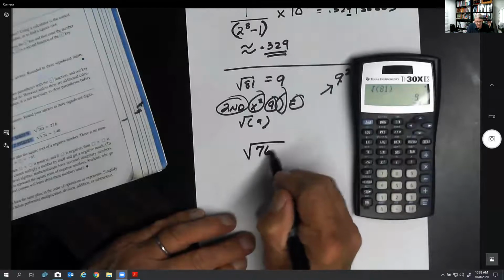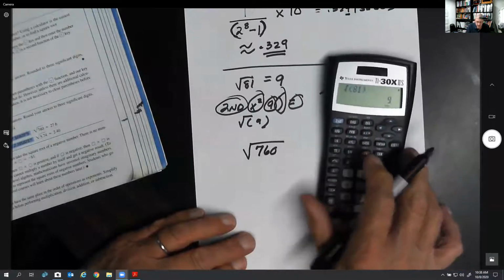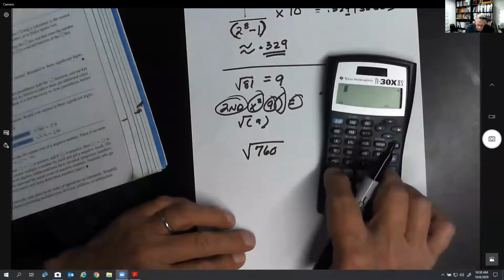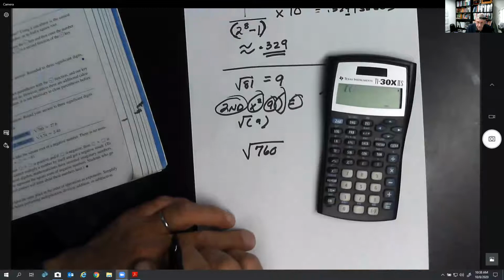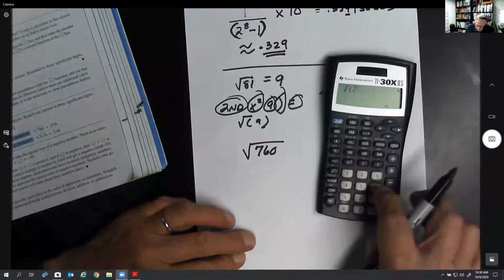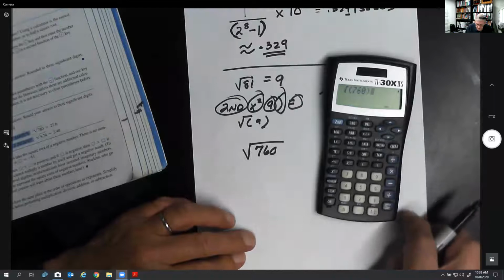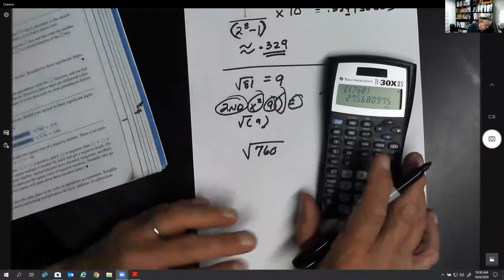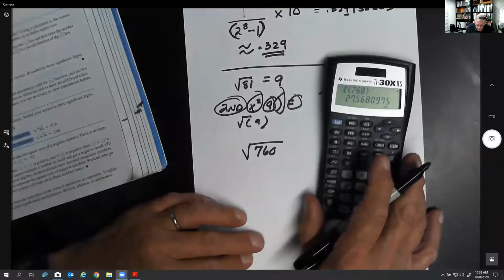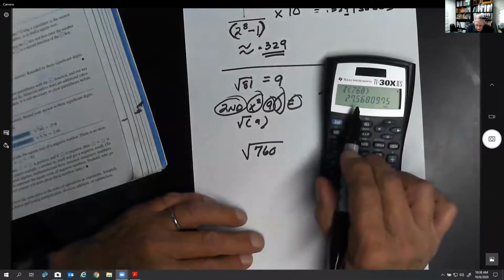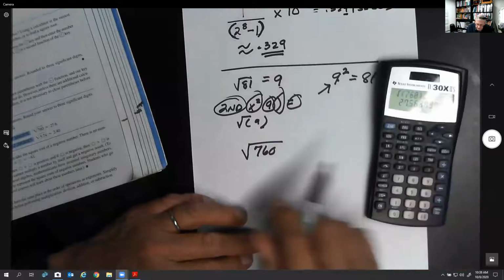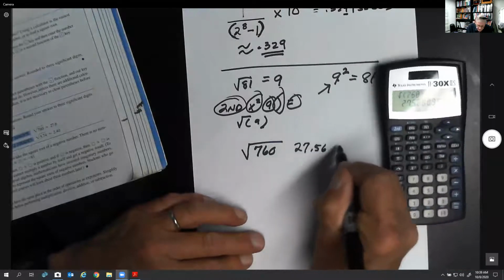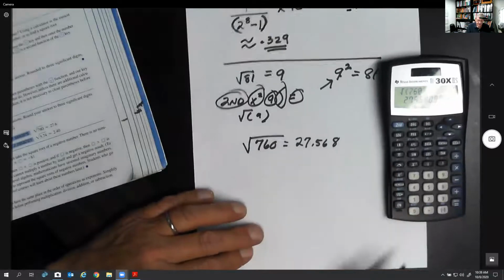How about 760? Okay, clear. Second, x squared, 760, parentheses, equals. Okay, so then it might tell you how many places. It says 3 places, 27.568. I don't know what I said.